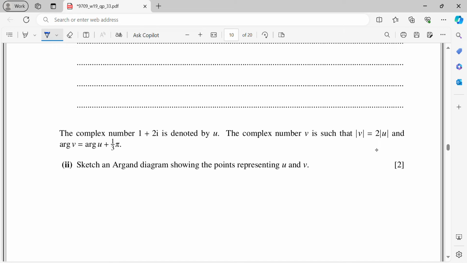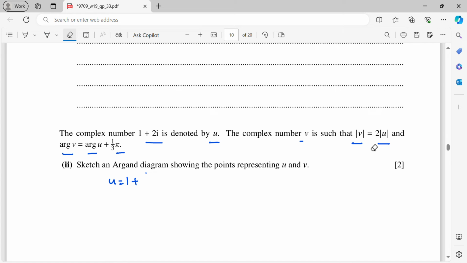The complex number 1 plus 2i is denoted by U. The complex number V is such that modulus V equals 2 modulus U, and argument V equals argument U plus 1 over 3 pi. Sketch an Argand diagram showing the points representing U and V. So now here, my U is 1 plus 2i. This means the real part is 1, imaginary part is 2.